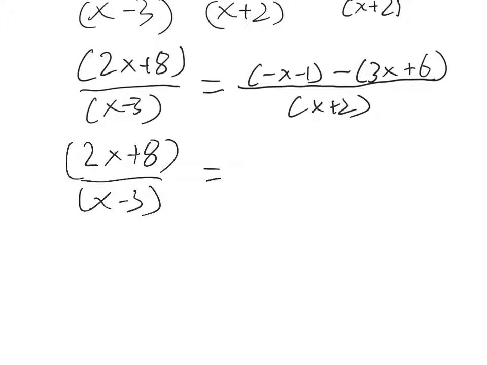So on this right side, we now have negative x minus 3x. We're combining our like terms, so that's going to get us negative 4x. And then we have negative 1 minus 6. Again, with our like terms, that's going to give us negative 7, and that is going to be over x plus 2.